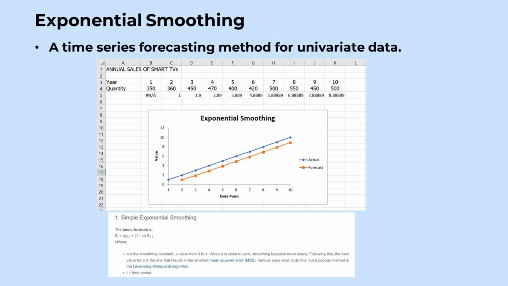Smoothing parameters, usually denoted by alpha, determine the weights for observations. Exponential smoothing is usually used to make short-term forecasts, as longer-term forecasts using this technique can be quite unreliable. In the simple exponential smoothing, the basic formula is shown on the screen.